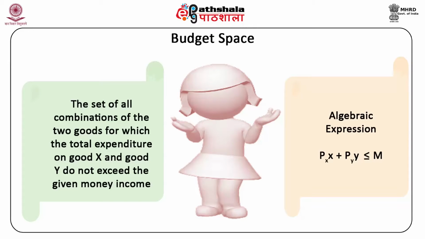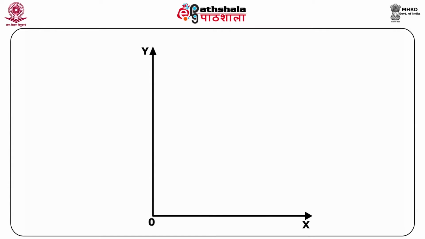Px into x plus py into y is less than or equal to m. Fourth equation. Let us first consider a change in the total income of the consumer. With changes in income, the set of affordable bundles also changes.